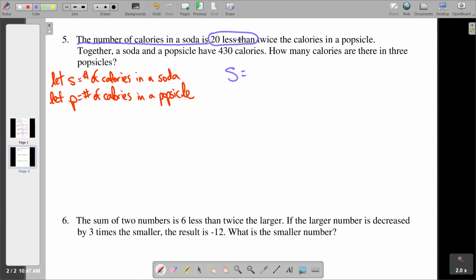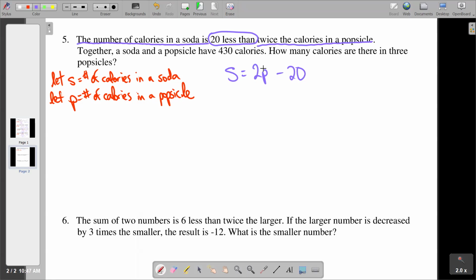It's something, but the ones I have circled, since it says 20 less than, are: leave a space, minus 20. I'll say it again and again: when you see that word THAN, greater than, less than, more than, fewer than, put it in the back. And what is it 20 less than? Twice the calories in a popsicle? 2P. Gorgeous. That's a scary sentence until you learn how to do it.